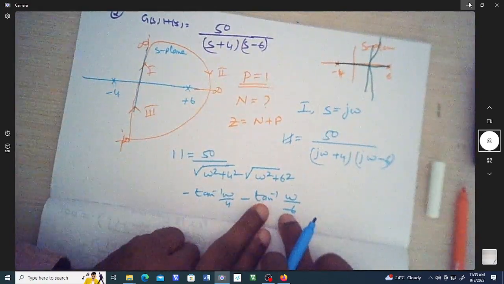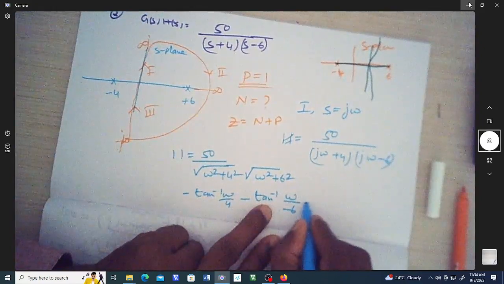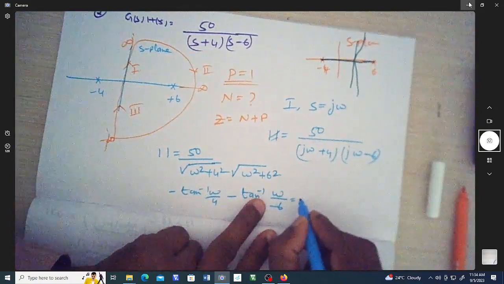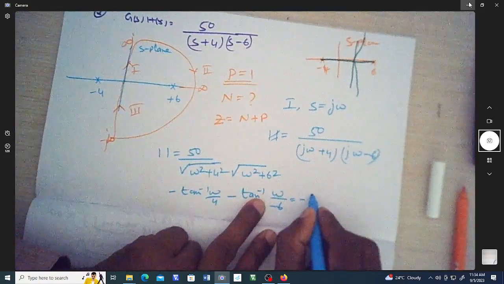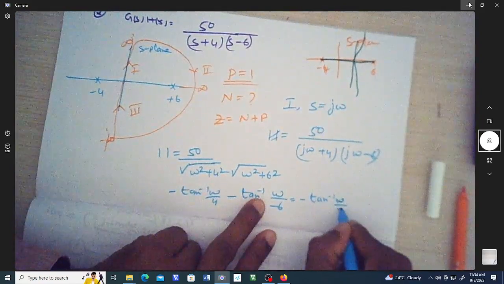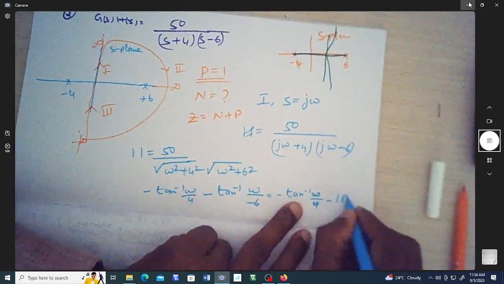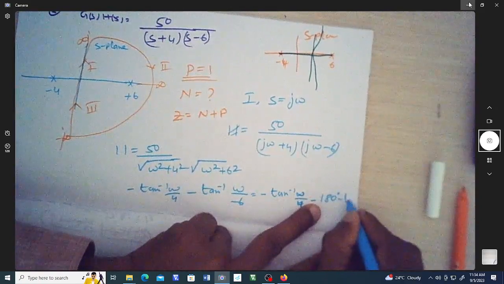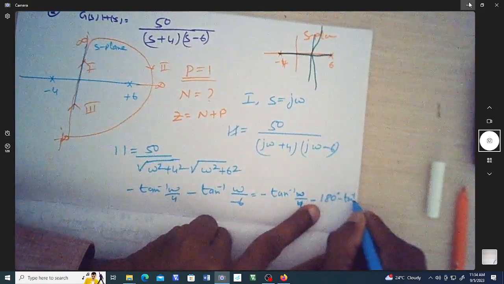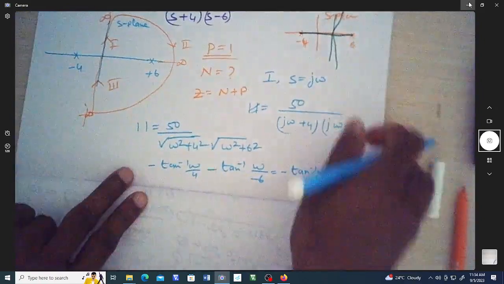Now this -6 needs to be properly considered to write the phase equation. So it is minus tan inverse of omega by 4 minus of 180 degree minus tan inverse of omega by 6. Okay, this is omega by 6. So let me rewrite this.